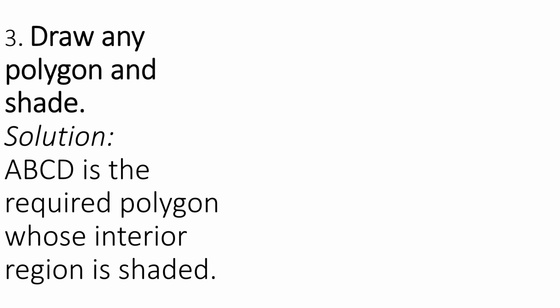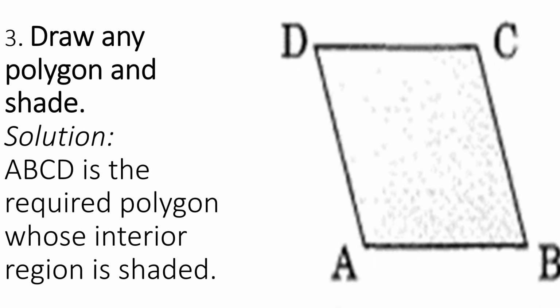Next, draw any polygon and shade it. So I have drawn here a parallelogram. See, ABCD is a polygon whose interior part is shaded here. So these parts are shaded. I have drawn here the closed figure, polygon ABCD. Polygon means it's a closed figure entirely made up of line segments. You can draw your own figure: square, rectangle, rhombus, triangle, any figure you can draw.